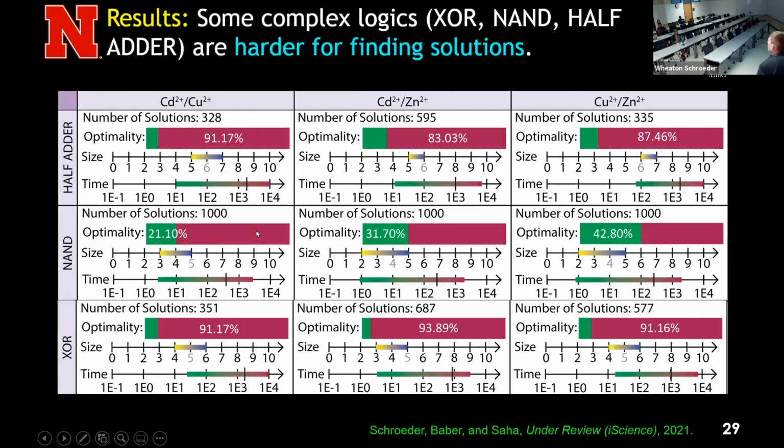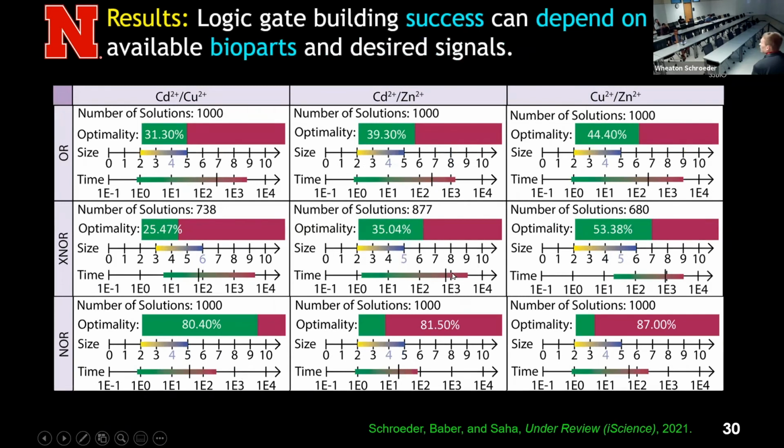On the other hand, when we look at more complex circuit designs, such as half adders, NOT and exclusive OR, we see a much lower optimality ratio, as well as much larger circuit designs and much longer solve times. This showed that the particular bioparts library wasn't able to let us form these particular logics. But we feel that this is an issue with the bioparts library rather than an issue with the tools themselves, because of some of the solutions on this particular slide.